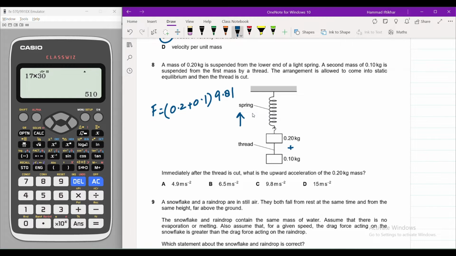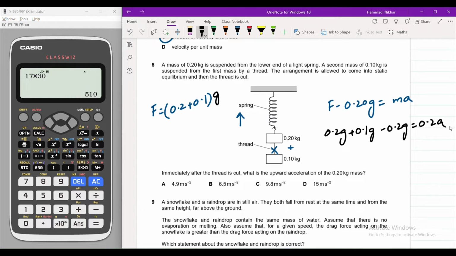Okay, so the upward force will be that. So when the thread is finally cut, this same force minus the weight of 0.2 g will be equal to ma. So this is g over here basically. So 0.2 g plus 0.1 g minus 0.2 g equals 0.2 a.